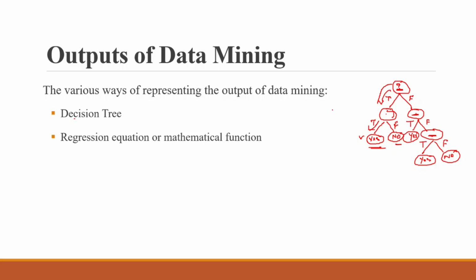It may depend on various factors such as the location of the house, the number of bedrooms, the size of the hall, and the age of the house. All these things matter in deciding the price of the house, right? So this is another way of representing the output of data mining. It all depends on the objectives served by the data mining task. And these are the two popular outputs, but they are not the only possible ways of representing the output. Again, this depends on the task we have.